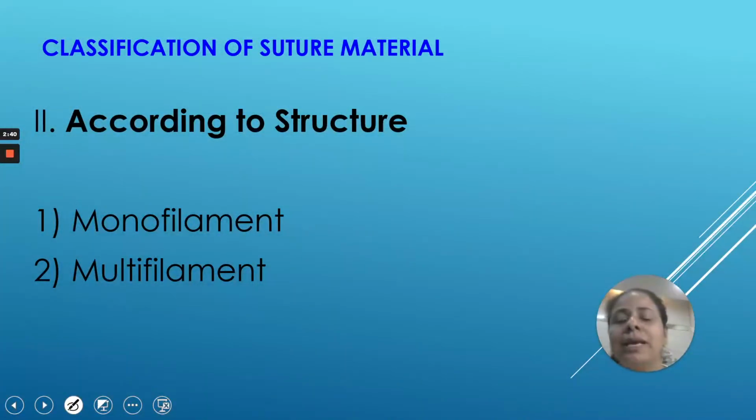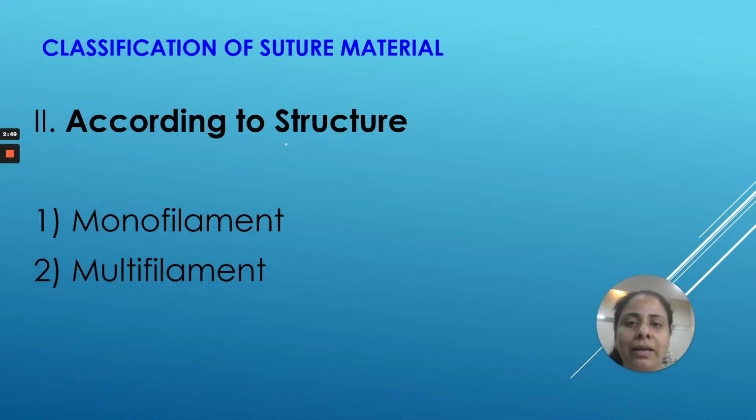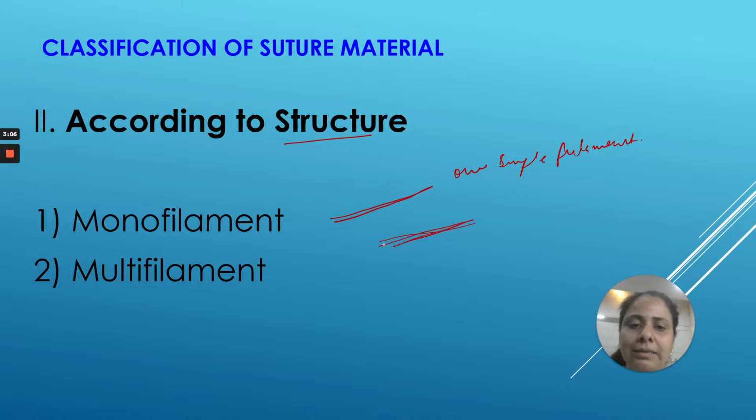We can also divide the suture material according to its structure. Initially we divided them according to the material; now we are dividing according to the structure. This is a monofilament suture material, which means the suture is made up of one single filament. And the other is the multifilament. Multifilament can be stacked like this, or they can be braided. Okay, so these are the two.